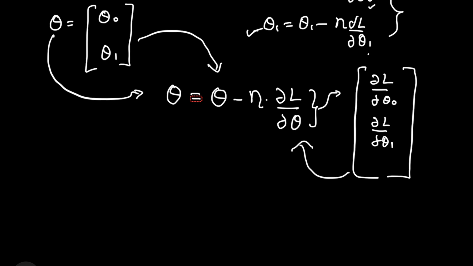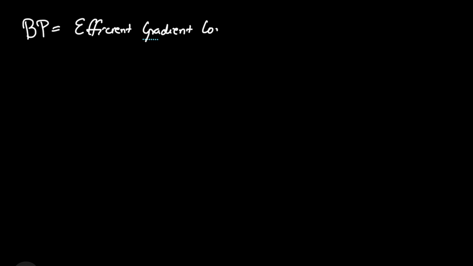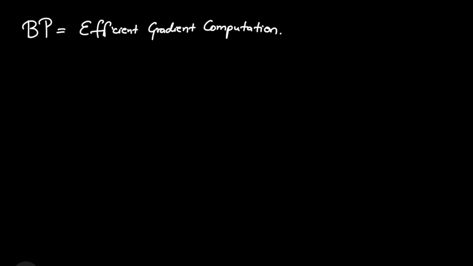But we now learn another technique called backpropagation, or in simple terms BP, which is the fundamental rule of how a neural network does this efficiently. It allows neural networks to efficiently compute the gradient, so efficient gradient computation. How does it do that? We will try to do this using an example.